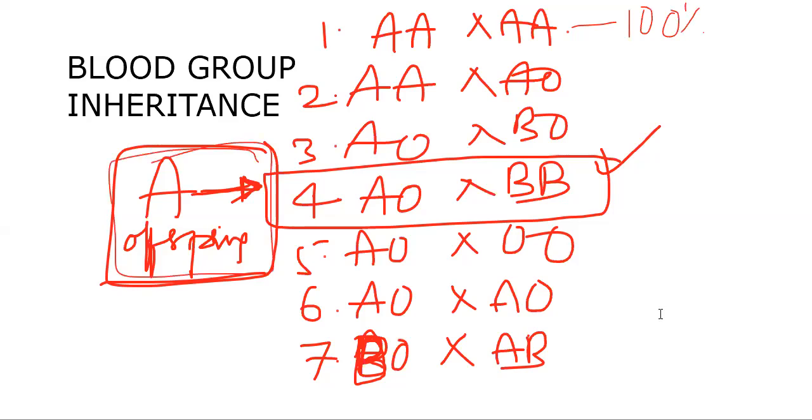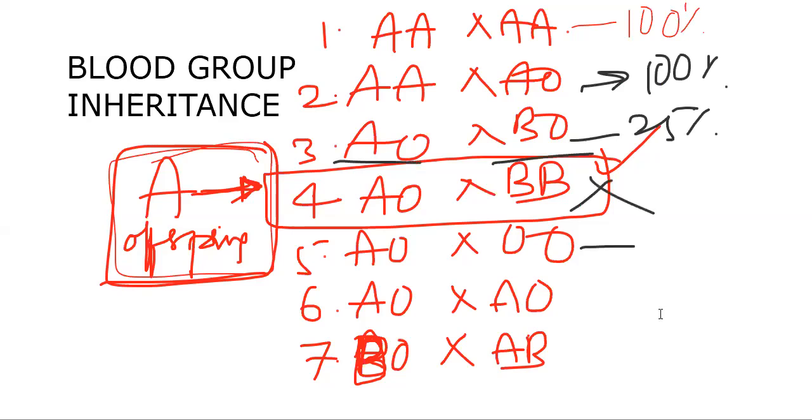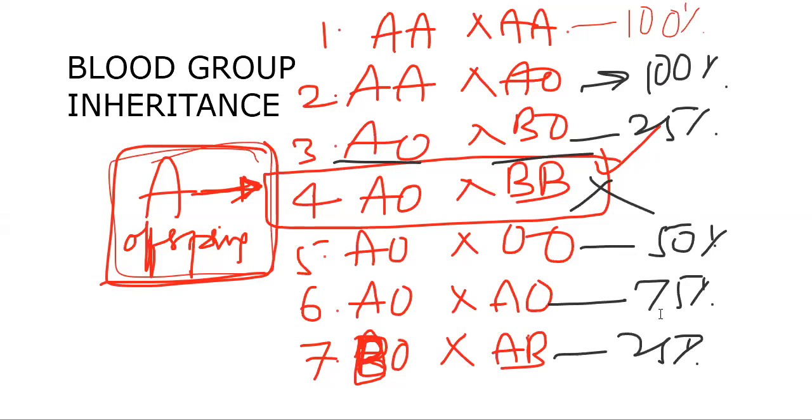Next, second case, 100%. I'm asking you to practice like this. Whether you are correct or not, you check it back again. In this case, 25%. In this case, we don't get any. In this case, 50% A blood group. Then 75% A blood group. Here, 25% A blood group. So if you are able to answer at the same speed, okay. Otherwise, you have to practice again.